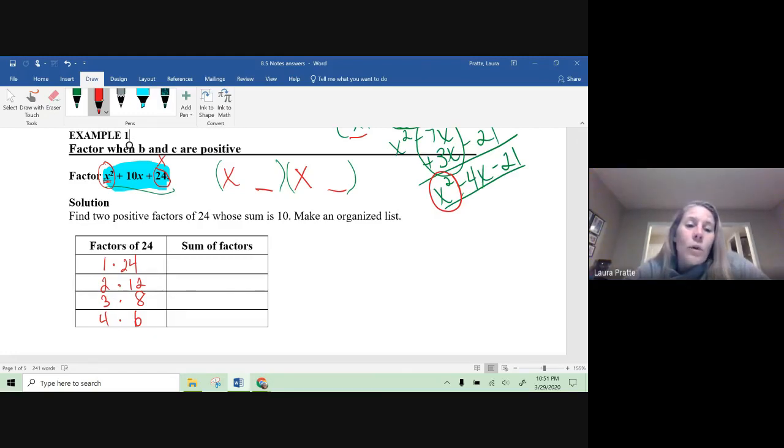Now, we also notice that there's a positive 24 here. So that means that the 2 numbers that multiply together would have to have the same sign, because the only way to get a positive is to multiply 2 positives or 2 negatives.